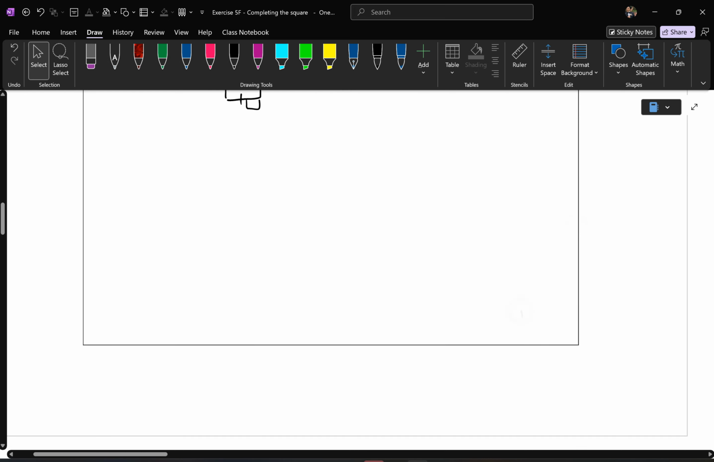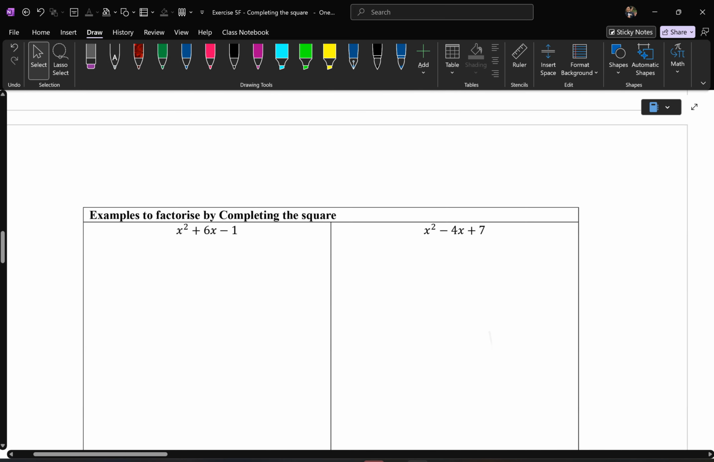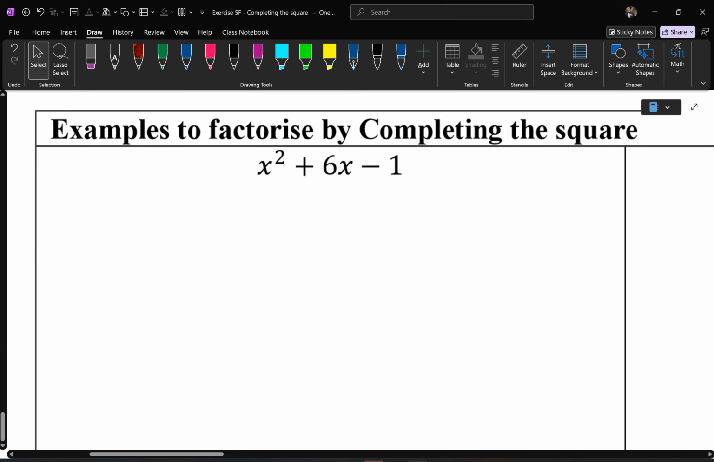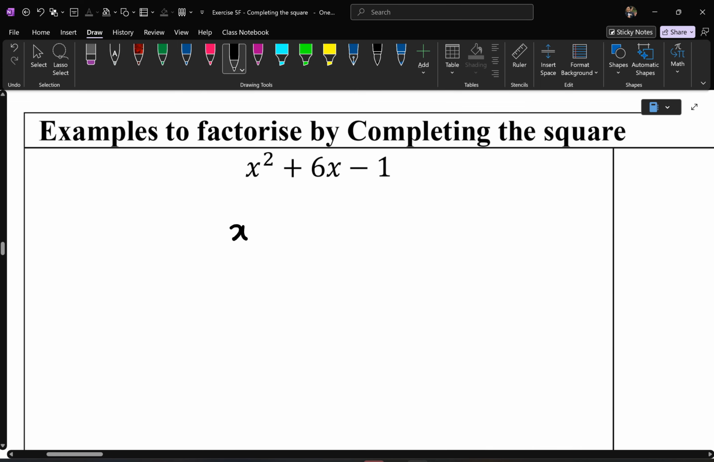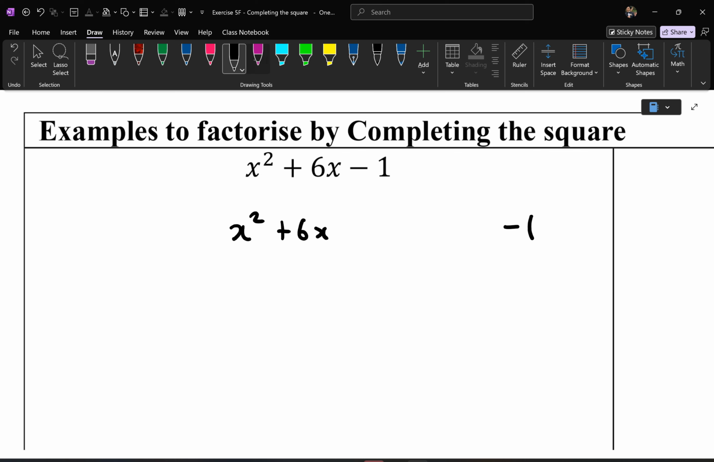So flip over the page. Let's do it again. So at the moment, I've got x squared plus 6x. I've got a minus 1. What number should be at the end in order for this to be a perfect square? So I want this to be a perfect square. So that last number matters. Now, if that's a 6, you can work out what's in the brackets.